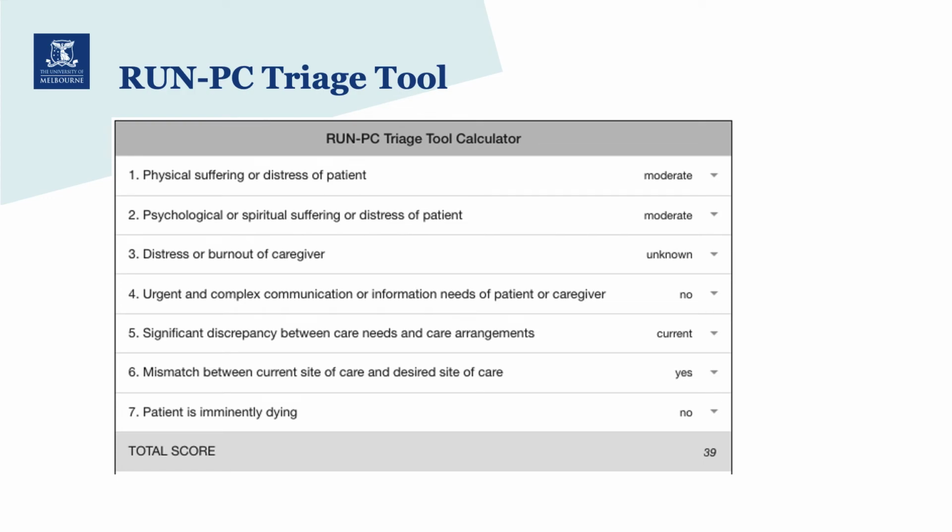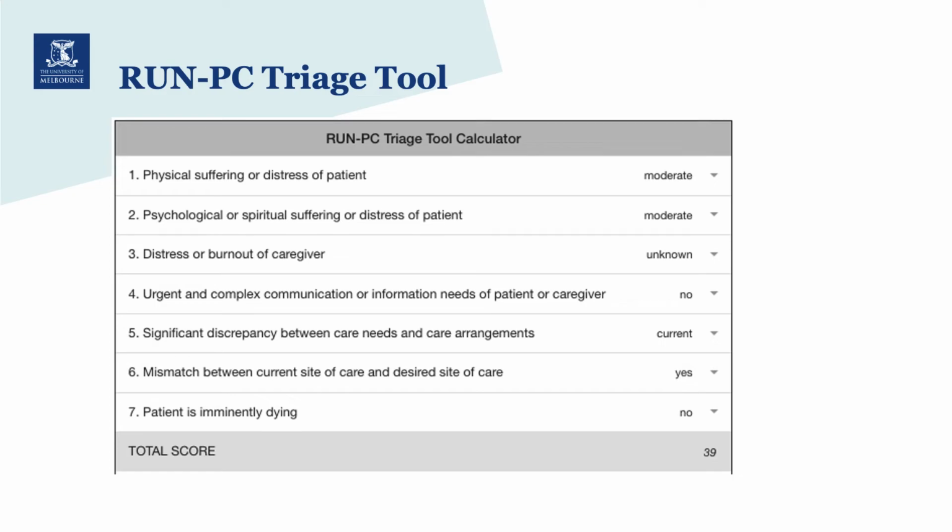So her physical symptoms, it sounds like she's had terrible symptoms that are now under better control with the subcutaneous infusion, but they've already said it's going to need further titration. So I think at least moderate for physical suffering. For psychological, she sounds like she's really quite distressed about wanting to get home and potentially other issues, so moderate there too. We don't really know how her daughter is travelling. We know she exists and has received some education, but we don't know how she's coping, so unknown for that.